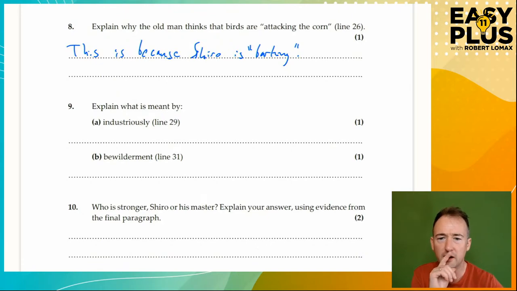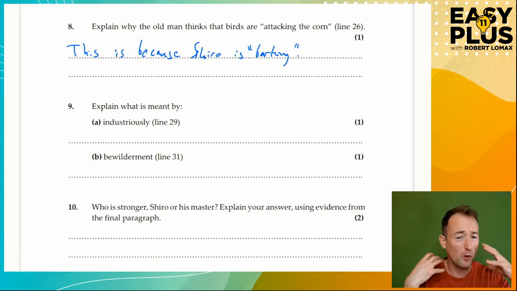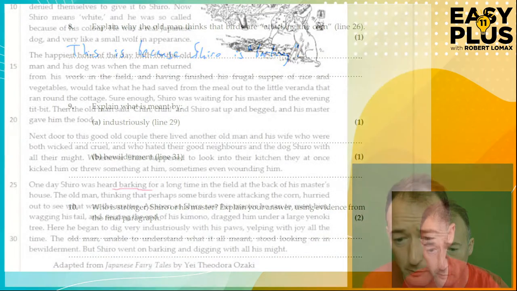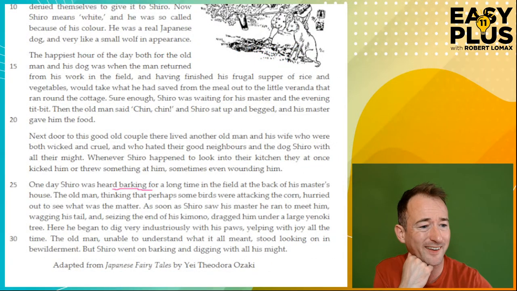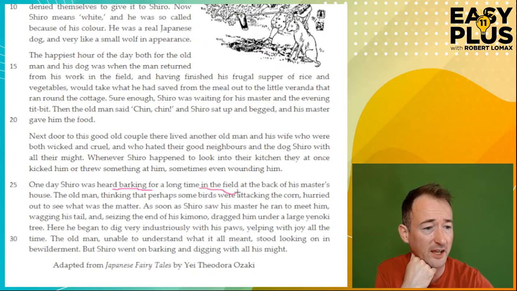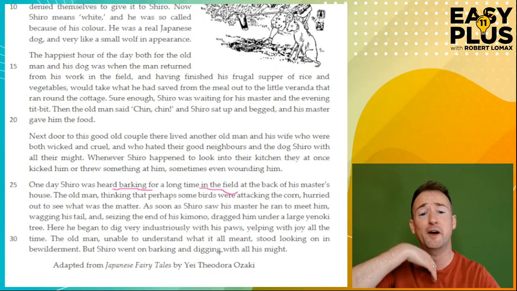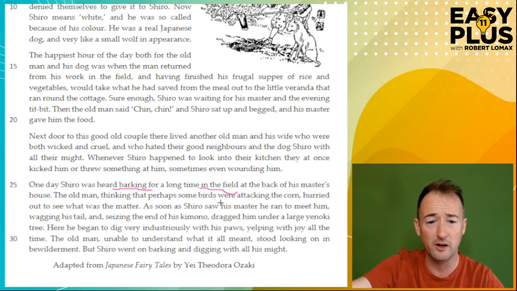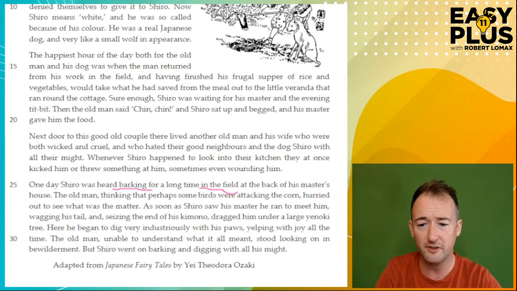But let's think about this again. If Shiro was barking outside the front door, would the old man think there are birds in the field? No, maybe you'd think the postman's here. If Shiro was barking in the hallway at night, the old man might think there's a burglar. Barking can mean lots of things. What makes the old man think that there are birds attacking the corn? Let's look back at the text. One day Shiro was heard barking in the field. That's the key thing, the fact that Shiro is barking in the field. What might happen in the field to make Shiro bark? Birds coming and stealing the grain. So that's key information here.